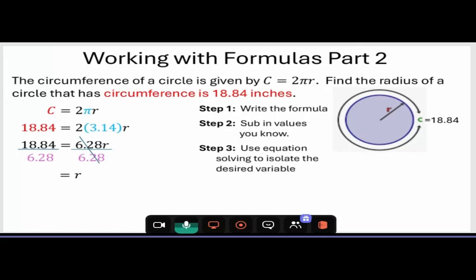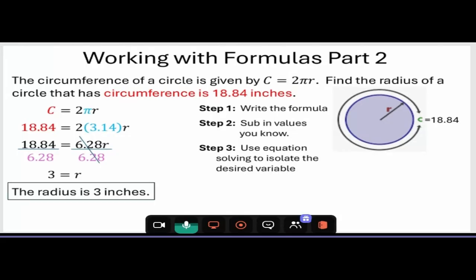So over on the left, we divide 18.84 divided by 6.28. And I built this one nice and easy, so the answer happens to be a whole number. The radius of that circle is 3. I should have said inches. Yeah, there we go. The radius is 3 inches. Okay, so there's our first really simple work backwards in a formula question.